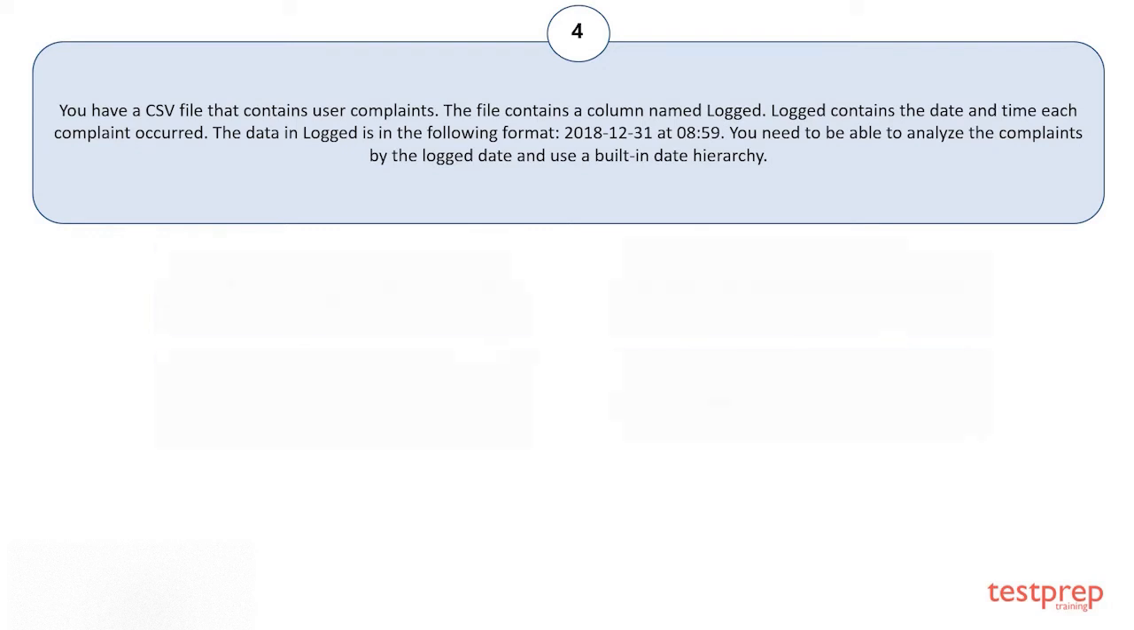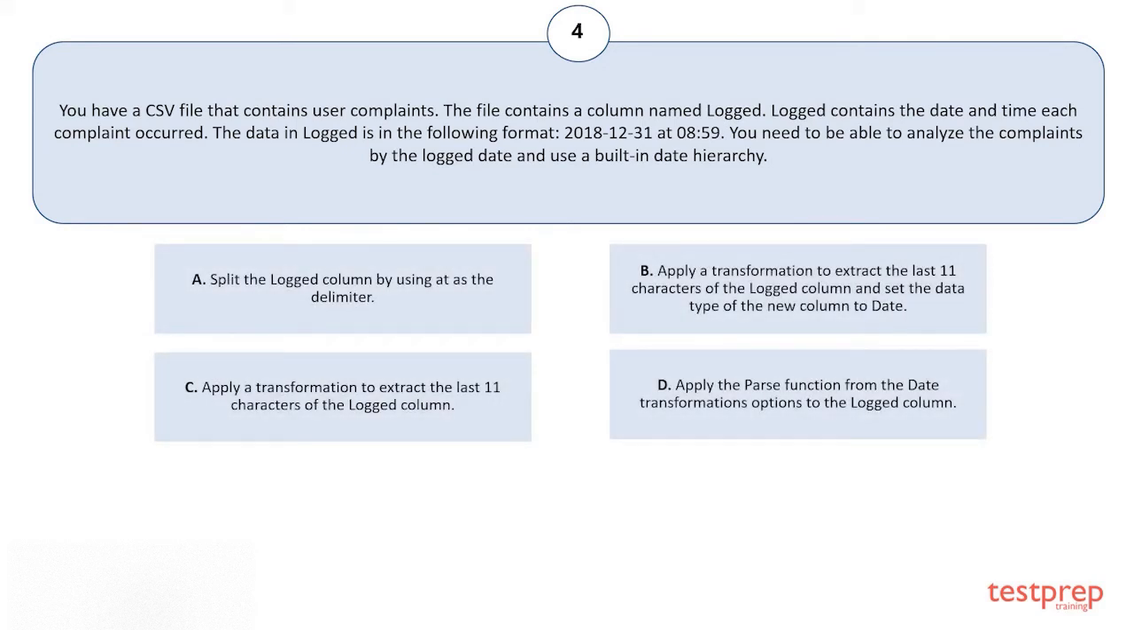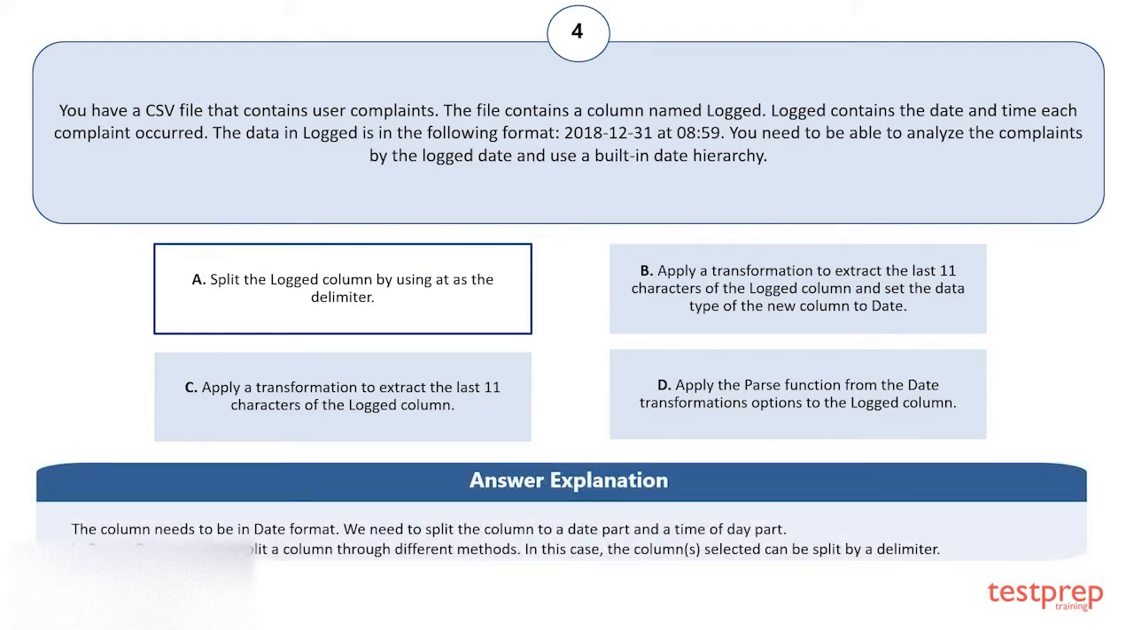Your options are A. Split the logged column by using it as the delimiter. B. Apply a transformation to extract the last 11 characters of the logged column, and set the data type of the new column to date. C. Apply a transformation to extract the last 11 characters of the logged column. D. Apply the parse function from the date transformations options to the logged column. The correct answer is option A. And, here's the explanation of the answer.